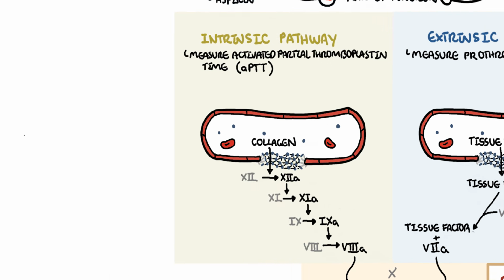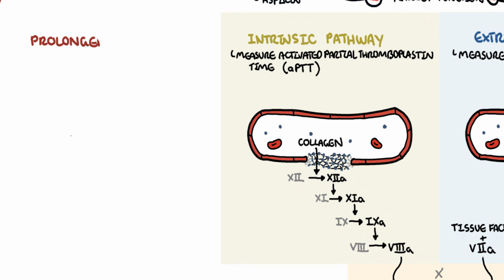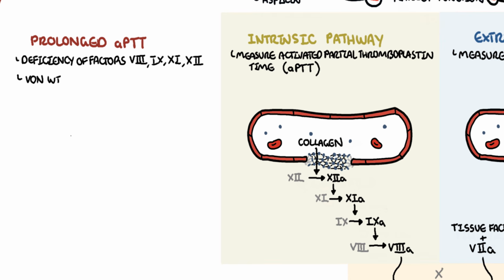Bleeding disorders with the presence of a prolonged aPTT means something wrong in the intrinsic pathway, and there's a lot. You can have deficiency of the factors within the intrinsic pathway, 8, 9, 11, 12. Other causes include von Willebrand factor disease, the severe form.